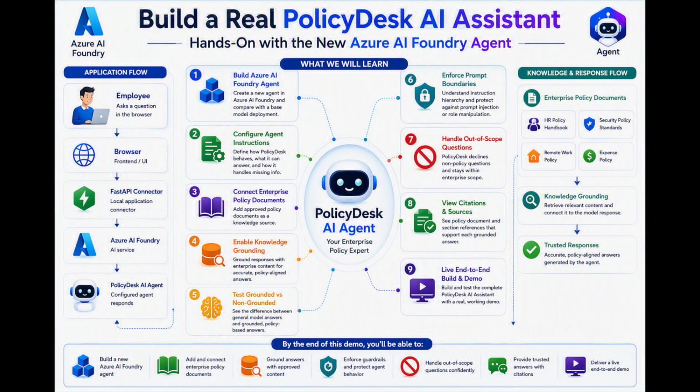On the left side of the diagram, you can also see the application flow we'll be using in this demo. A user asks a question through a browser. The request goes through a FastAPI connector. Azure AI Foundry processes the request and the PolicyDesk agent generates the response. And on the right side, you'll see how enterprise policy documents are connected to the agent through knowledge grounding, enabling trusted responses with source citations. So if you are ready to learn how to build a policy-aware enterprise AI assistant with Azure AI Foundry agent, let's get started.